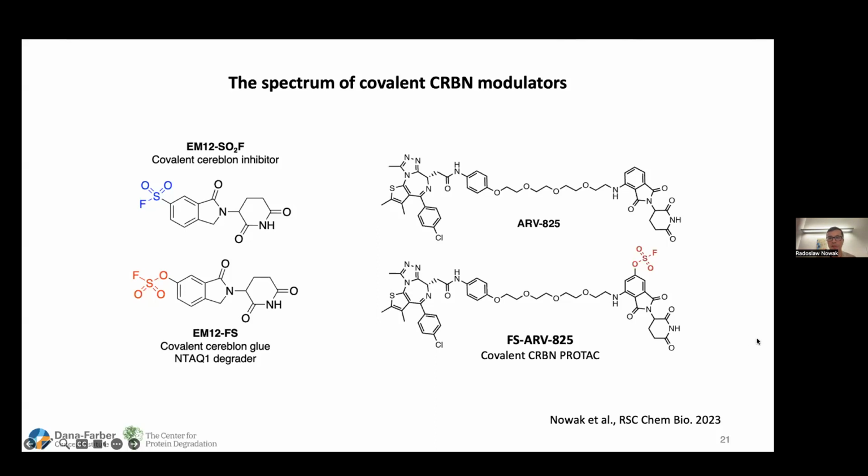But now we were able to develop a fluorosulfate version of a PROTAC molecule, enabling effectively cereblon for discovery of covalent PROTACs. So that could result in prolonged degradation, prolonged engagement of the ligase, as we have shown in this study.